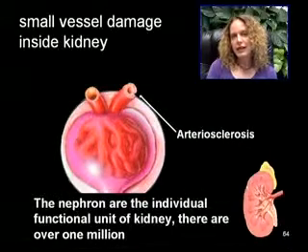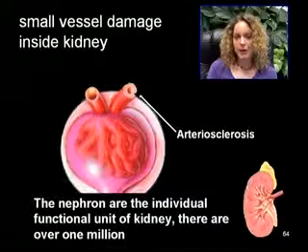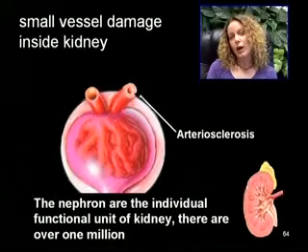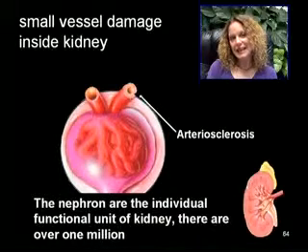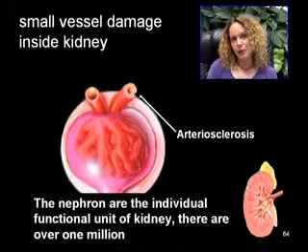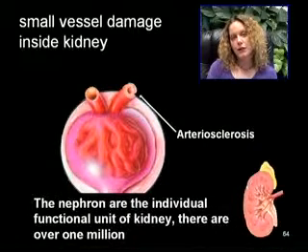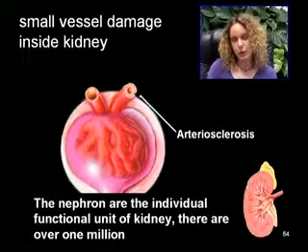The nephrons are the individual functional units of the kidney, and there are over 1 million. These are very, very tiny, and small vessel damage occurs inside the kidney at the level of these nephrons due to arteriosclerosis.